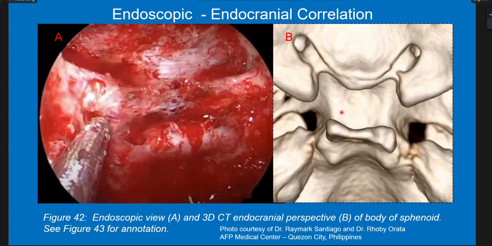So we have endocranial and endoscopic perspective. You have the view from the endoscope, and we're trying to correlate with the endocranial view. You have the sella, the usual landmarks, the sella, the optic nerve impression, and you have the course of the carotid arteries.